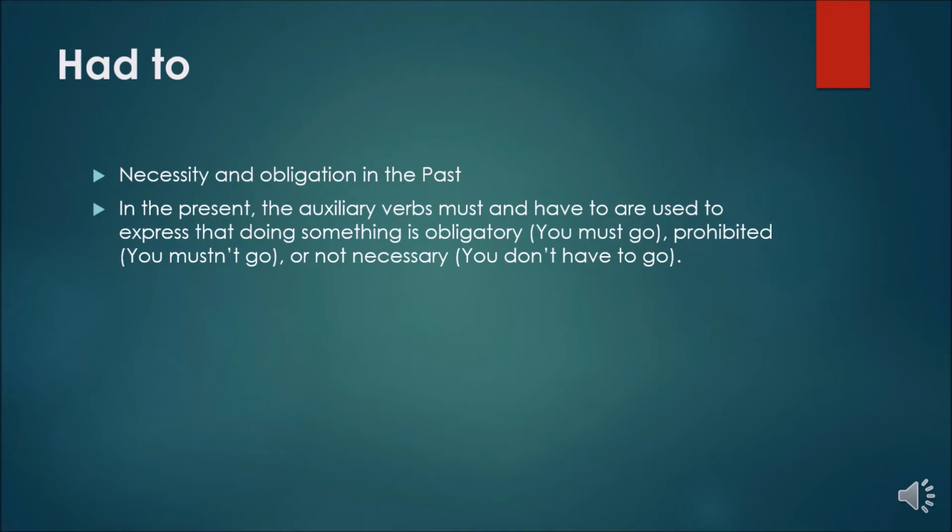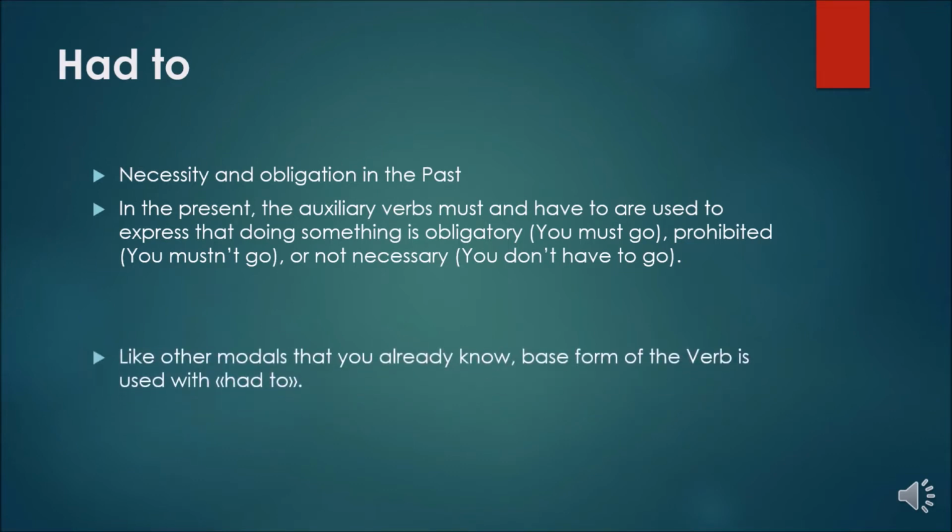Like all the modal verbs that you already know, base form of the verb is used after had to. And again, for the passive form, be is used after had to and it is followed by past participle, that is verb 3.